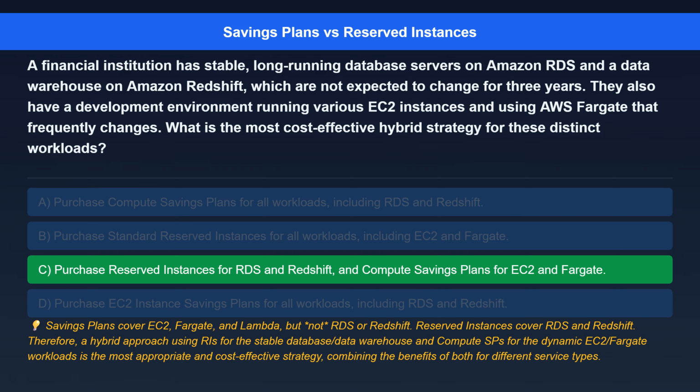The correct answer is purchase reserved instances for RDS and Redshift and compute savings plans for EC2 and Fargate. Here's the explanation. Savings plans cover EC2, Fargate, and Lambda, but not RDS or Redshift. Reserved instances cover RDS and Redshift. Therefore, a hybrid approach using RIs for the stable database/data warehouse and compute SPs for the dynamic EC2/Fargate workloads is the most appropriate and cost-effective strategy, combining the benefits of both for different service types.